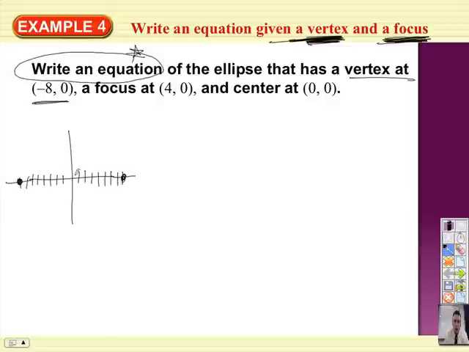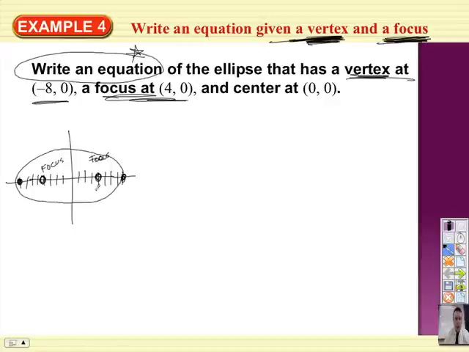There we go. So we know right there, since the vertex is here, this has to be the major axis. The minor, we don't know. It doesn't give us a co-vertex, but it does give us a focus at (4, 0). So (4, 0) is here, which means (-4, 0) also has to be a focus. There you go, something like that. Focus, focus. Now, I'm just going to draw a sketch to keep my mind straight about what's going on.